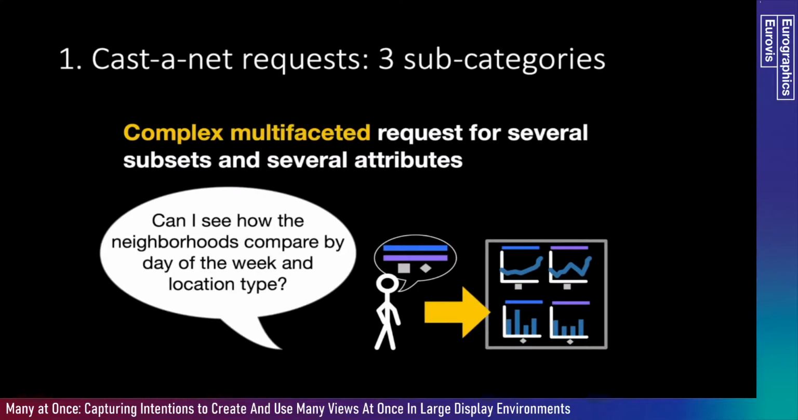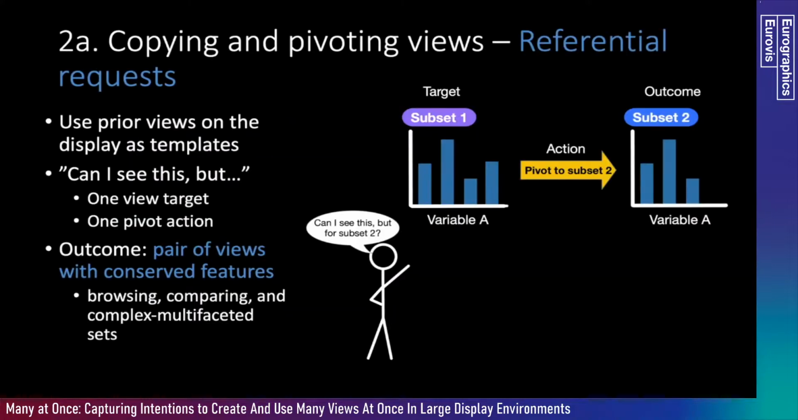And finally, complex multifaceted requests for several subsets and several data attributes all at once, which could produce a combination of multifaceted representations or a grid of views broken down by their expressed interests. A second major approach that participants used involved referring to existing views as templates that could be copied and pivoted to create new views. We termed these referential requests because they were expressed through reference to existing views.